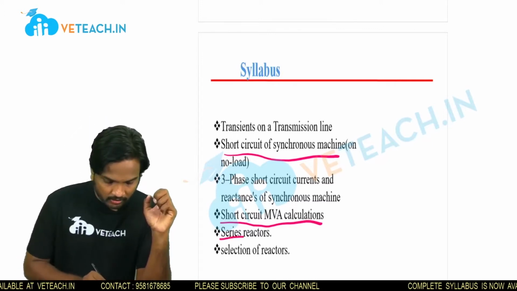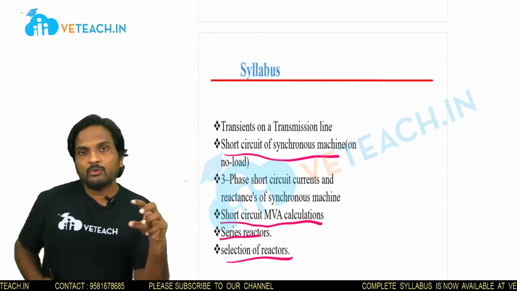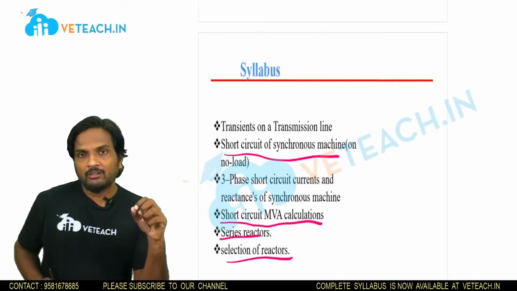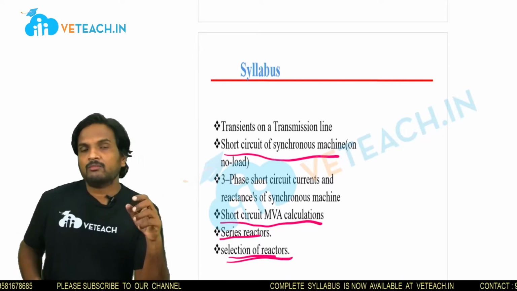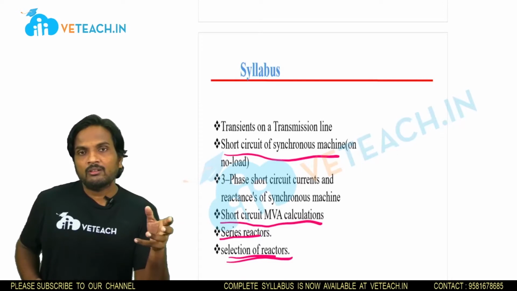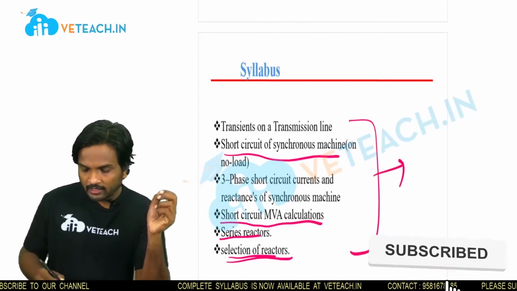And series reactors, selection of reactors. We use reactors for reducing some of the internal faults that occur in the machine or in the transmission line, and we will see that here. Selection of reactors is also important, that is, what type of reactors we have to use in the power system network in order to reduce the fault. So these are the topics that come in symmetrical fault analysis.